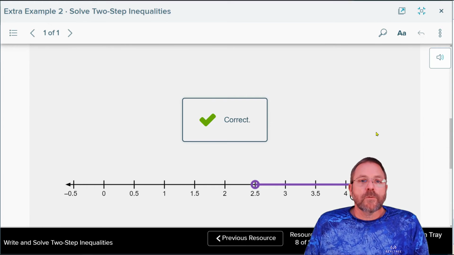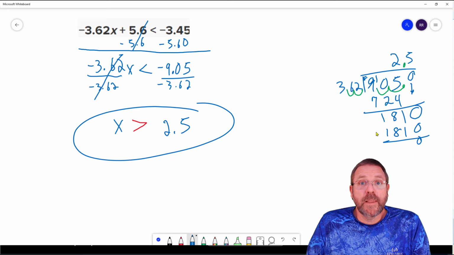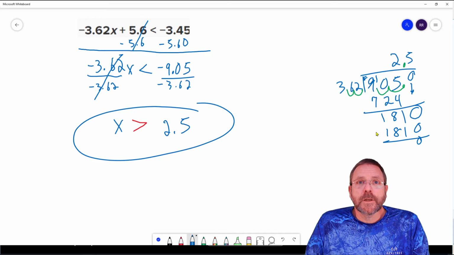That is showing your work, folks. That is what I must see. I've got both my algebraic work, my big kid math, and I've got my grunt work, my little kid math, all mixed in there together.